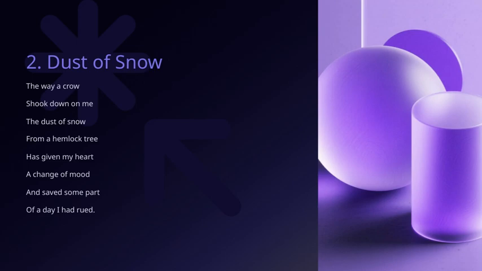Now, the imagery here is quite powerful. It's about a hemlock tree, which might seem bleak or poisonous, but from that tree, the dust of snow fell down on me. And this snow, as simple as it sounds, symbolizes a kind of cleansing or renewal. It's like a reminder that even in dark or difficult moments, something as gentle as snow can come and shift our outlook. And then there's the mention of a crow, often seen as a symbol of mystery or change, shaking down the dust of snow on me.